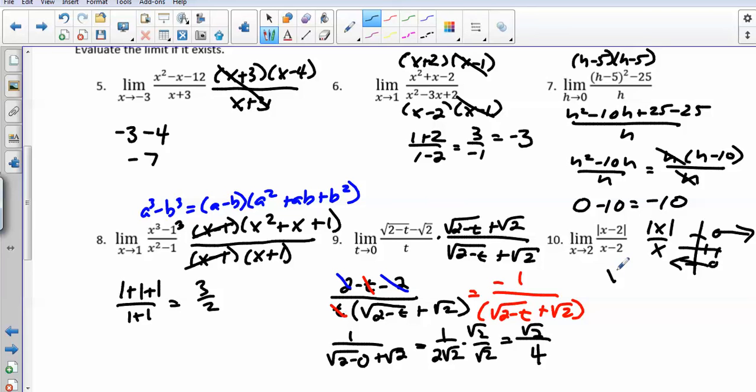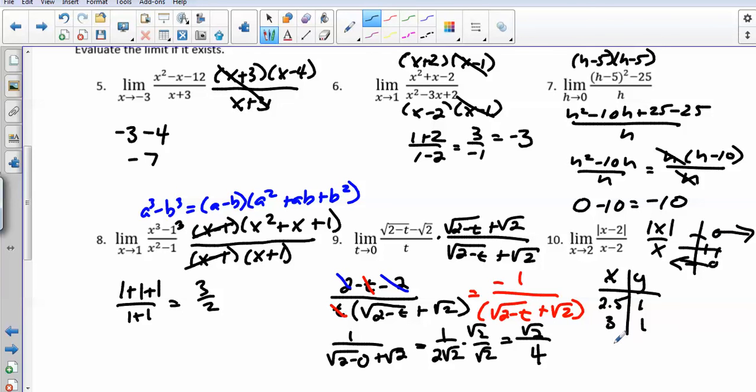So I can put in numbers for x and find out the y's. So if I plug in, let's say 2.5, I get 2.5 minus 2 is 0.5 over 2.5 minus 2 is 0.5, and that gives me 1. If I plug in 3, I get 1 over 1, which is 1. So on the right side, I seem to always be getting 1.